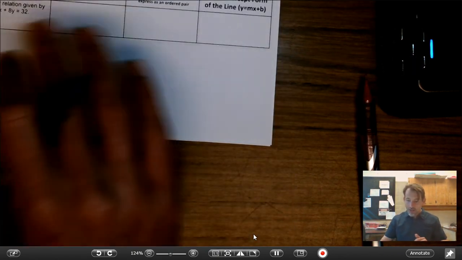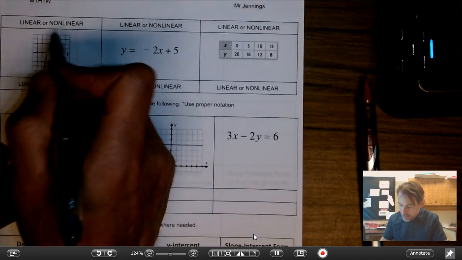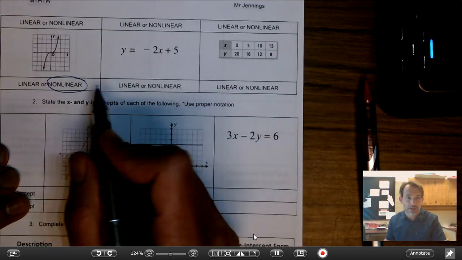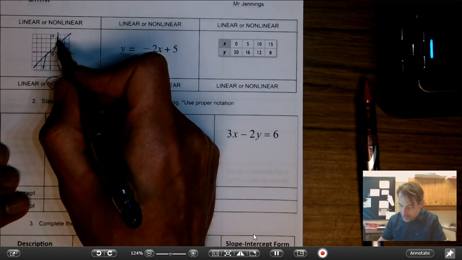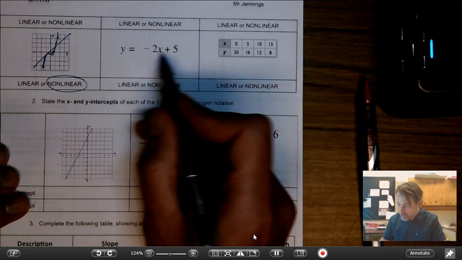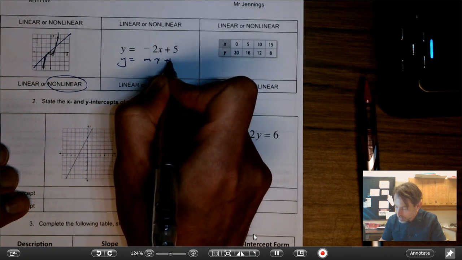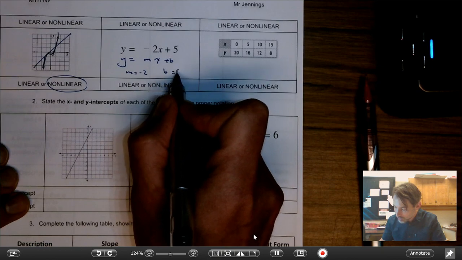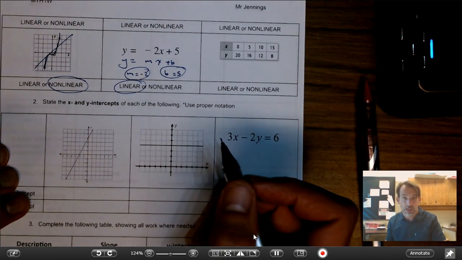Oh, there's more of them. Let's take a look. It's not a line, so it's non-linear. Oh, that should have been up with the other ones. Oh, well. That's non-linear. It's not a straight line. A straight line is linear. This is not. It's curvy. This one here is y equals mx plus b. M is minus 2. B is 5. It is linear because it can be written as y equals mx plus b.